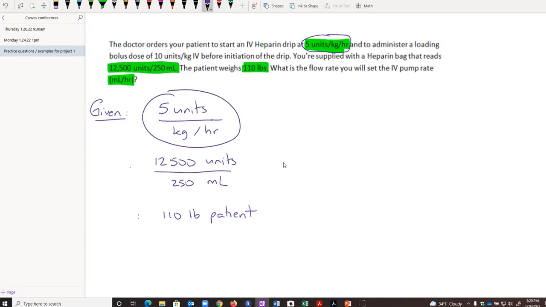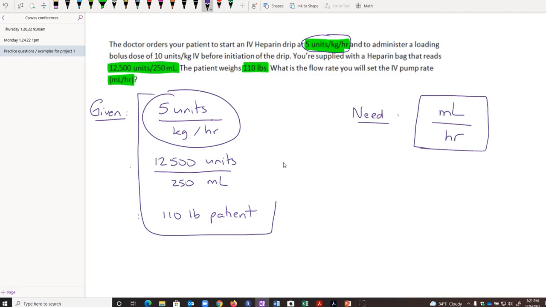So that's what we're given. What we need to figure out here is the pump rate in units of milliliters per hour. Okay, those are the units that we want to end up with. And these are all the other units and information that we are provided with.